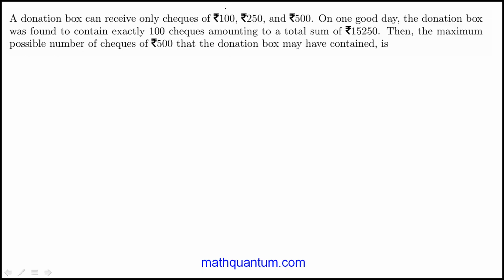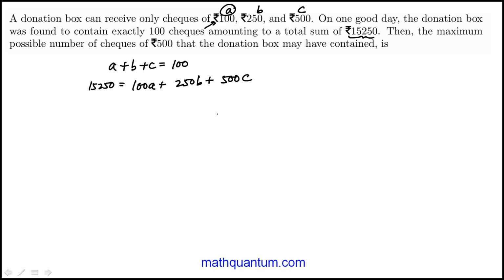So I'll use the letters A, B, and C to represent the number of these checks. The first condition is that the total is 100, and the total sum is 15,250. So we multiply the value of each check by the number of those: 100A plus 250B plus 500C.